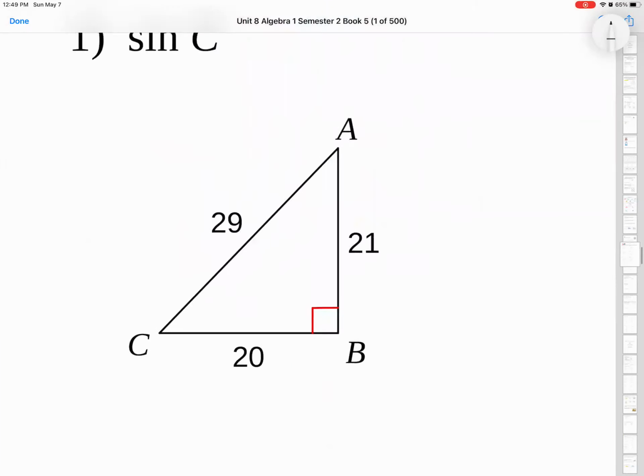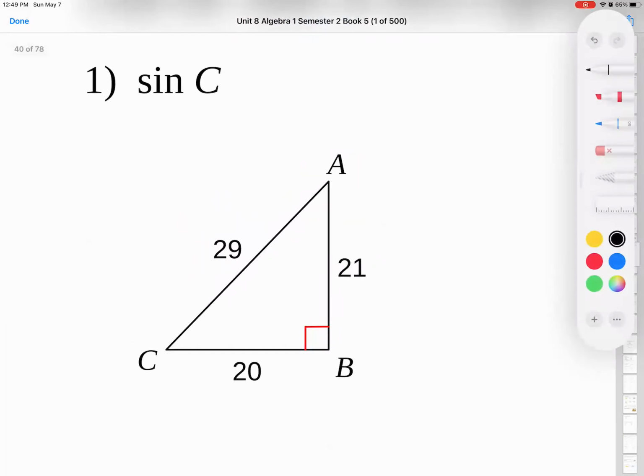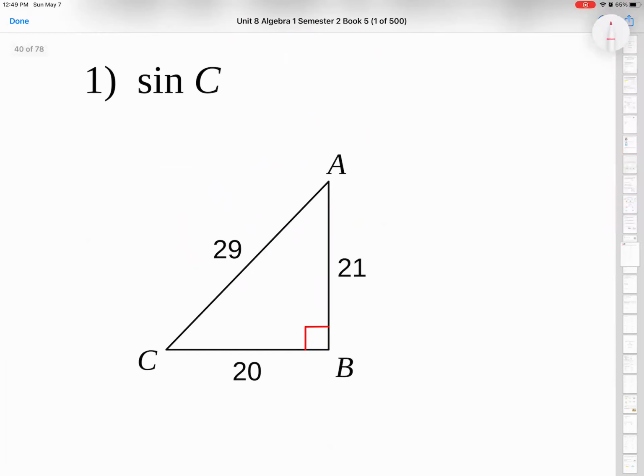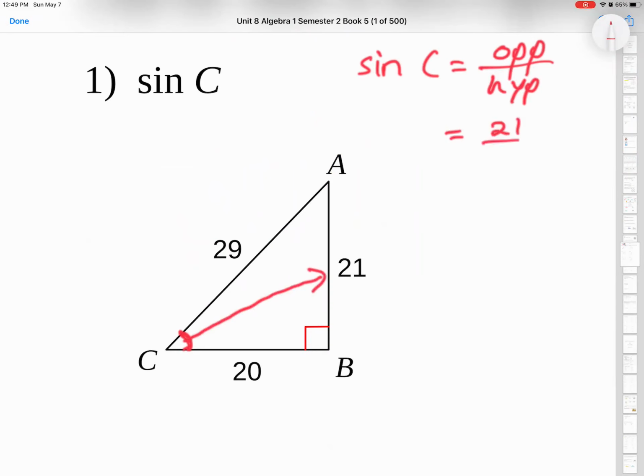All right, so now let's go ahead and see this in action. So here is our right triangle. And for this one, we have the sine of C, and we're trying to figure out, well, what is the sine of C? So as we look, we're trying to figure out what is the sine of this angle measure right here. And recall a moment ago, sine of C is opposite over hypotenuse. And so as we look at this angle measure, we're trying to figure out what's the side length opposite of that? That would be 21. So on the top, we have the 21.